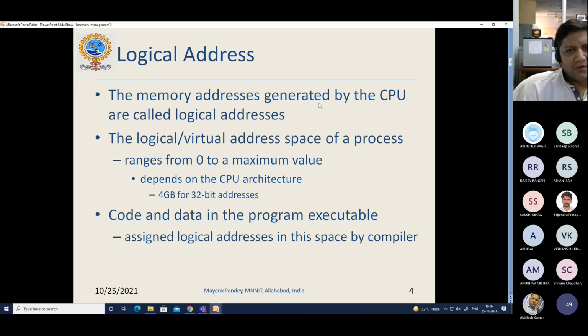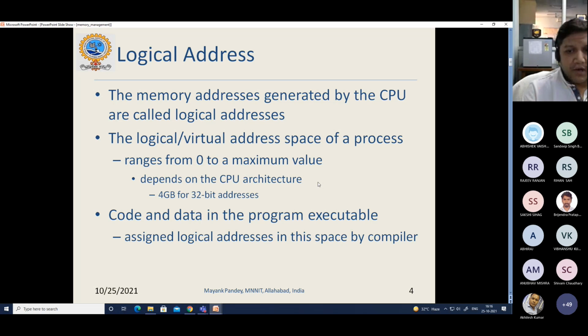Logical address, as we have already discussed: the memory addresses generated by the CPU are called logical addresses. The logical virtual address space of a process, we have discussed a lot on this, ranges from 0 to a maximum value. It depends upon the CPU organization or architecture. Like if you have a 32-bit machine, the logical address space would be 4 GB.